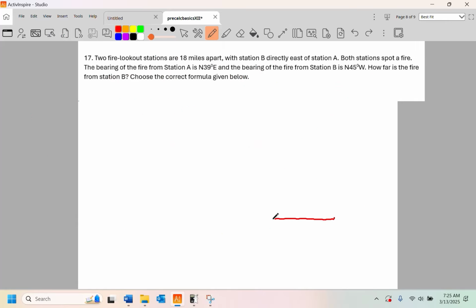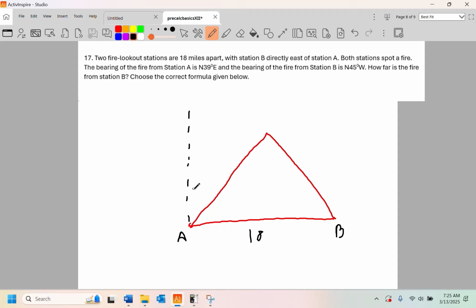Two fire lookout stations. This is the one where you have to remember about bearings being formed with a north-south axis. Two fire stations are 18 miles apart. Hopefully you get farther than putting the 18. With station B directly east, that would be right of station A. Both stations spot a fire. The bearing from station A is north by 39 degrees east. So we start by going north and then 39 degrees east. The bearing from station B is north by 45 degrees west. So these are actually 45 degrees west of north. There are the angles, all right?